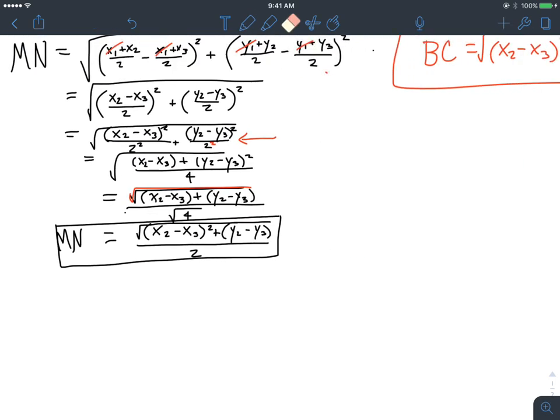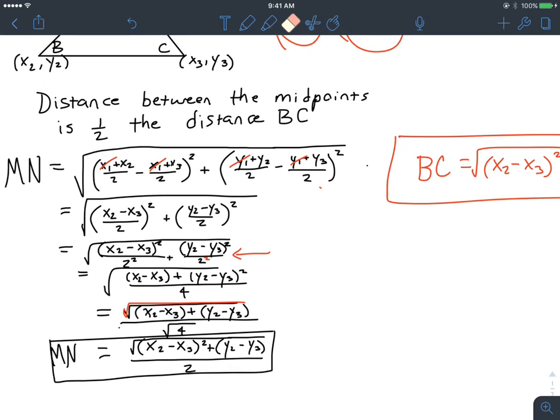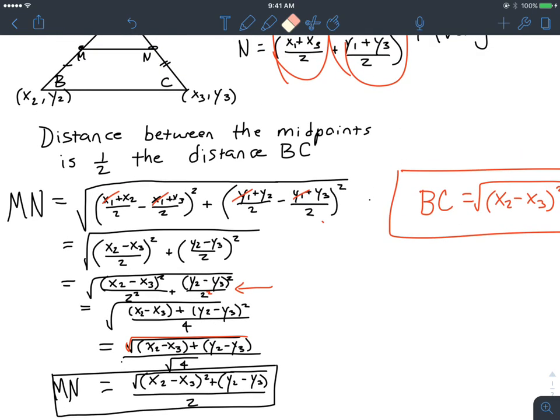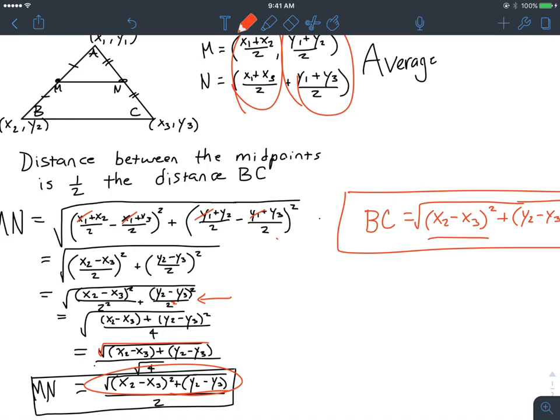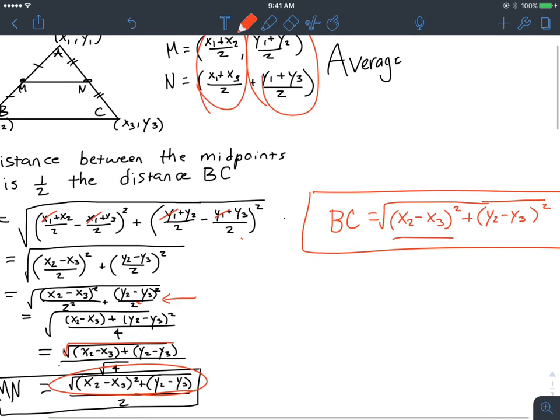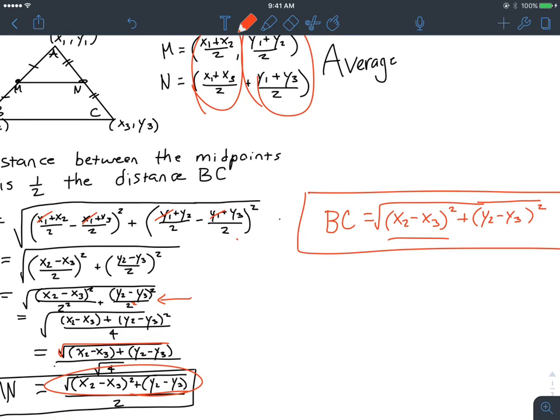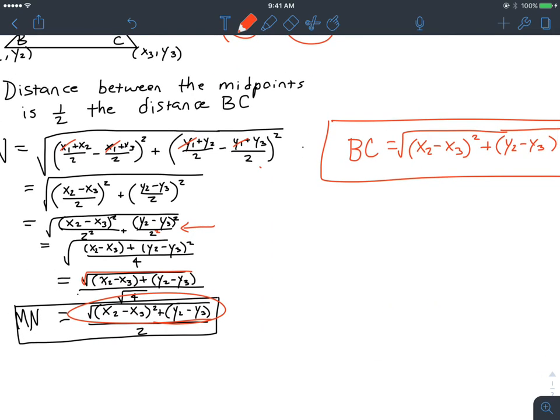in the theorem that we talked about. So now I need to just verify with BC. Hopefully BC is everything in the numerator before we divide by 2. If you do the distance formula of BC, you get x2 minus x3 and then y2 minus y3. And then you go find that. So therefore, MN is 1/2 of BC. And that's your formal proof right there. Anyways, that's the end of the lesson.